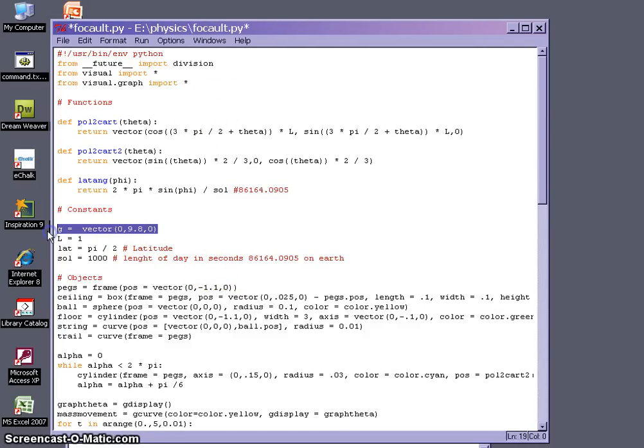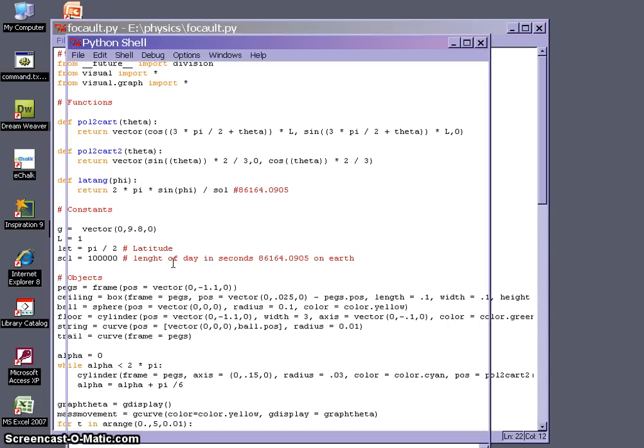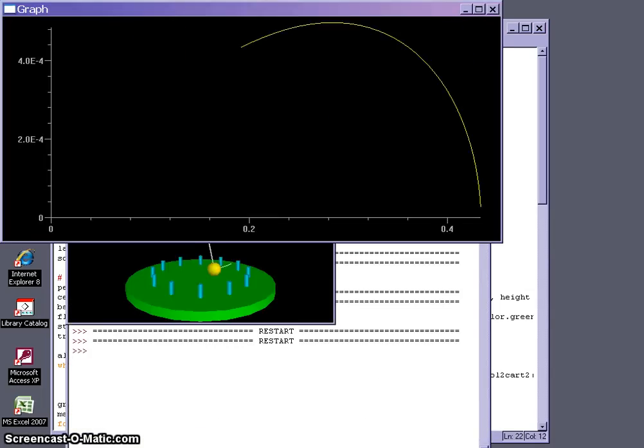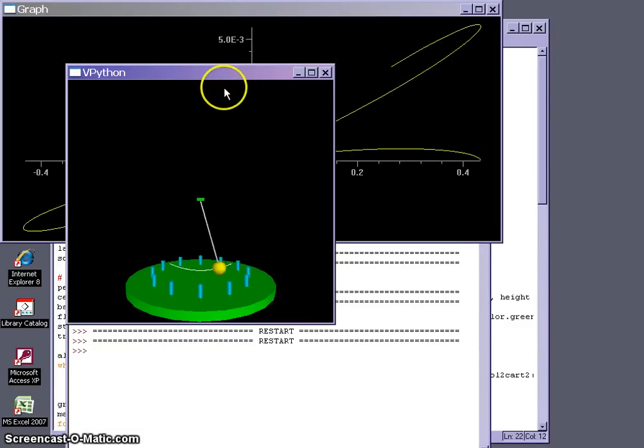Furthermore, we could change the acceleration due to gravity, so it would act like we're on another planet. We could change the length of the pendulum, or we can change the length of the day. So to create something that would behave similarly to an Earth day, we're going to have a 100,000 second long day. So that's 100,000 seconds. And we're going to try running that to see how it would behave as if it were on Earth and at the Earth's north pole.